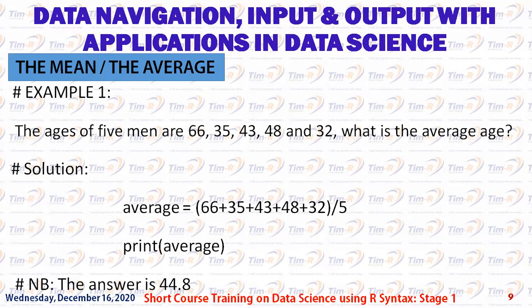So inside that script, you will now type average is equal to open bracket 66 plus 35 plus 43 plus 48 plus 32 close bracket, then /5. After doing that, the next thing is that you type print average. So when you type print average, the answer will display for you in the R console. And the answer is supposed to be 44.8.